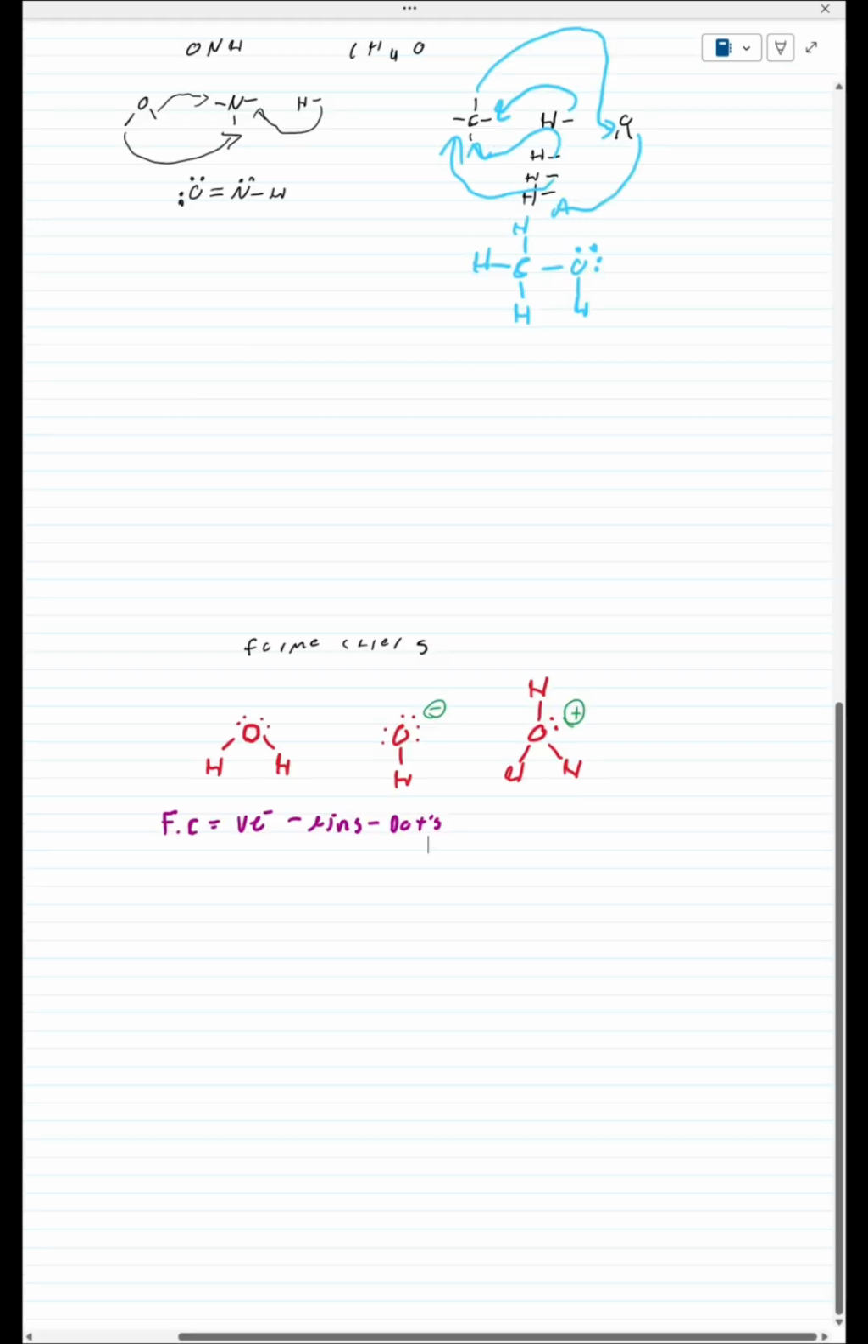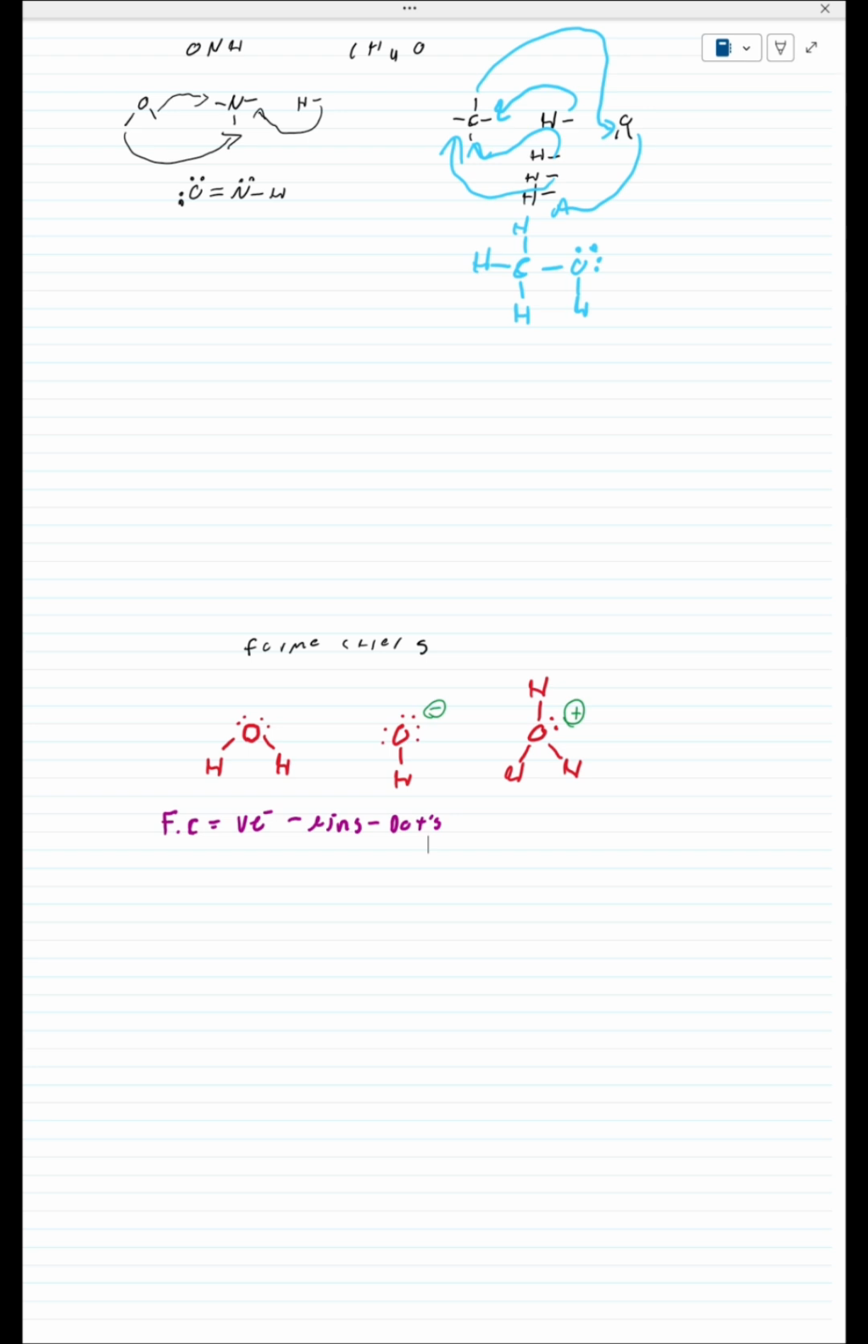So formal charge will always equal valence electrons minus lines minus dots. Now, for valence electrons, you would need to look at a periodic table and what group they are in, going up and down. So for example, hydrogen, lithium, sodium is group 1, and our noble gases, helium, neon, etc. is group 8, fluorine, chlorine, bromine, iodine is group 7, oxygen is in group 6, nitrogen group 5, carbon group 4, etc. So if you look at the group, it'll tell you how many valence electrons there are.